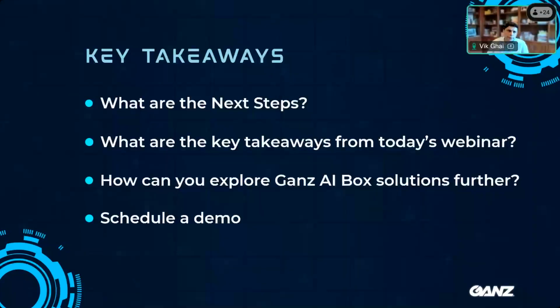So what are the next steps? In today's webinar, we discussed how AI is transforming video surveillance. False alarms are a big issue, wasting time and resources, causing alarm fatigue, and of course, a big cost. AI helps by accurately identifying real threats, reducing false alarms, and improving security response. You saw some of that live.